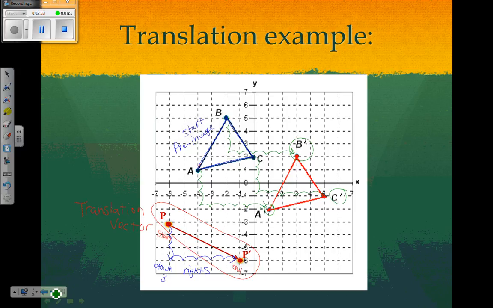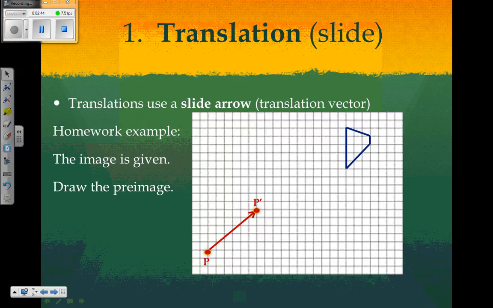Now, on your homework, you're going to be starting with the pre-image and going to your image, but you might also be starting with your image and going backward to your pre-image. That's what this one said. The image is given. That means the end was given. You're supposed to draw the beginning or the start. So you're still going to use your translation vector because this tells you what was performed. Your translation vector is the key to this problem.